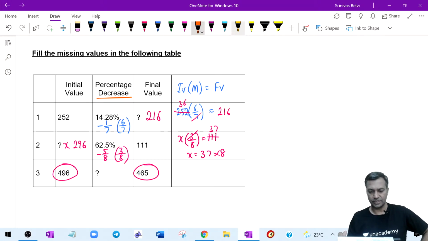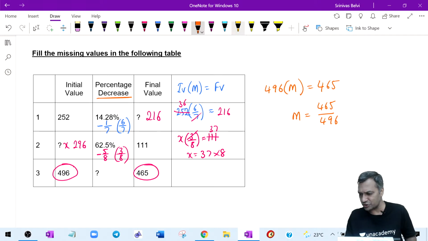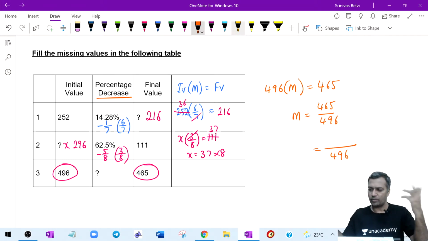Approximately, what's a percentage decrease? Okay, initial value 496. There is a multiplier which leads to 465. Therefore, the multiplier is equal to 465 divided by 496. Okay, you don't know what to calculate, right? Fraction. Of course, there is a decrease, the denominator is 496.